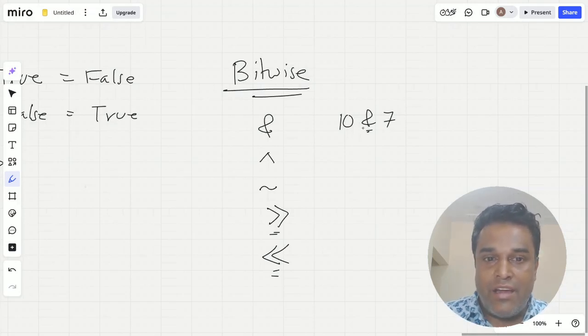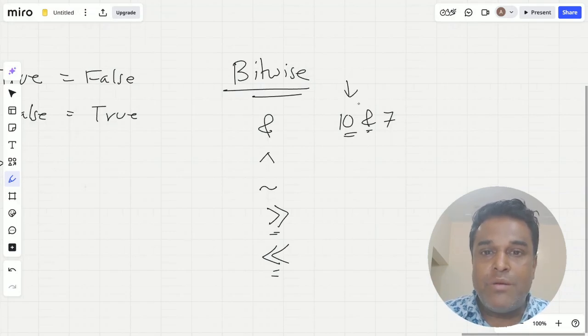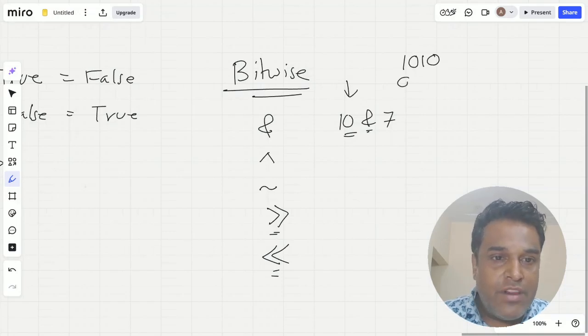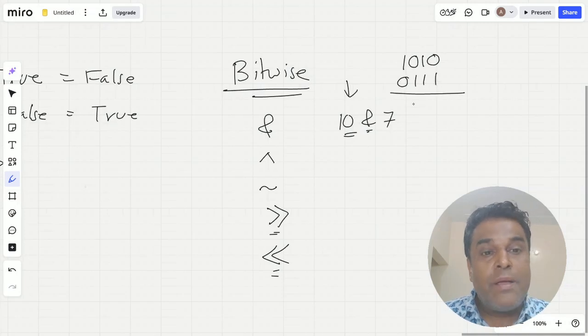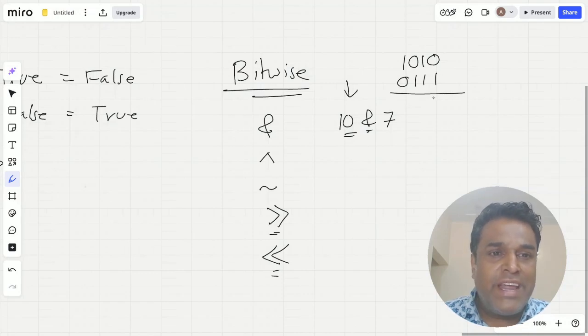That is the AND, that is 0, 0, whatever, the table that I've shown you, the Boolean table. It works in a similar way. So 10 and 7. Now, if you are aware of the binary number system, 10 basically represents 1010 in binary form, and 7 basically will be 0111. So these are the binary representations of 10 and 7, and we can simply take an AND of them.